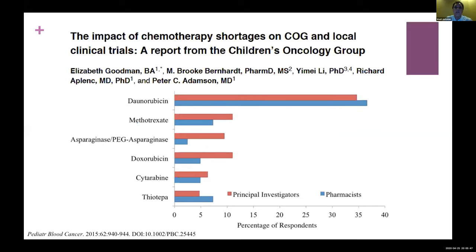The impact of chemotherapy shortage has also been reported for patients on clinical trials. And this is a report from the Children's Oncology Group where they surveyed principal investigators and pharmacists 2 years prior to the publication of this paper on the impact of chemotherapy shortages. And as you can see, medications that were in shortage even in clinical trials included the main medications that are used in ALL as well.